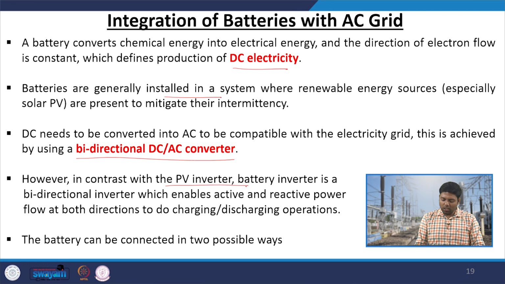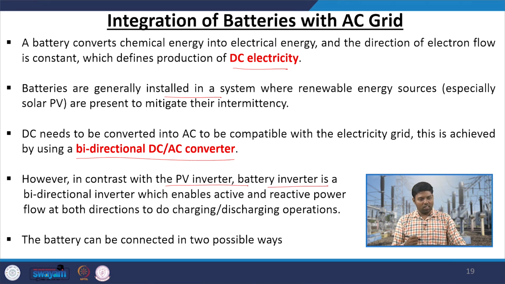In contrast with the PV inverter, which is mostly a unidirectional inverter where the active power is only fed to the network, in a battery you will have active power going in both directions. That means active power can go out of the battery or it can go inside the battery. So, your inverter topology must be bidirectional, and the same holds for reactive power. It can supply reactive power or it can also absorb reactive power.